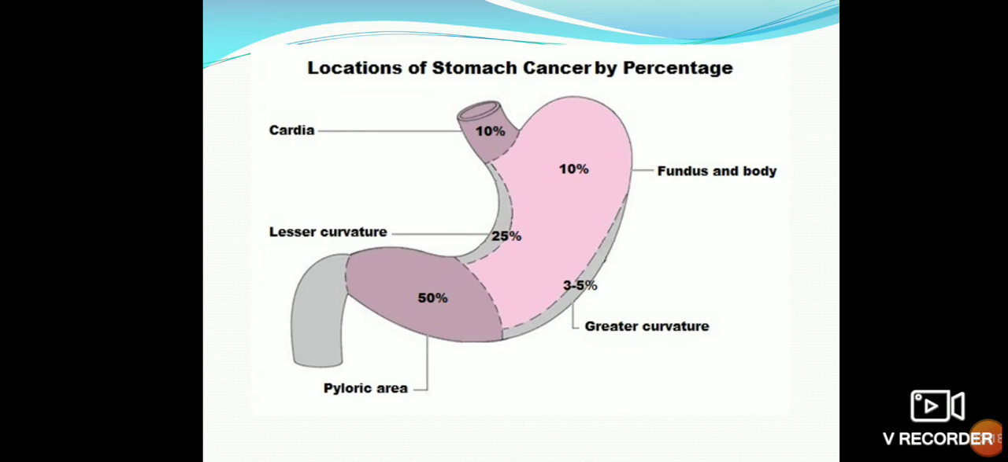On the basis of location, the percentage of stomach cancer found in the various segments is as follows: the pylorus is the most common area where stomach cancer is found. Then lesser curvature, then fundus and body, and then cardia, and the last one and least common is the greater curvature.